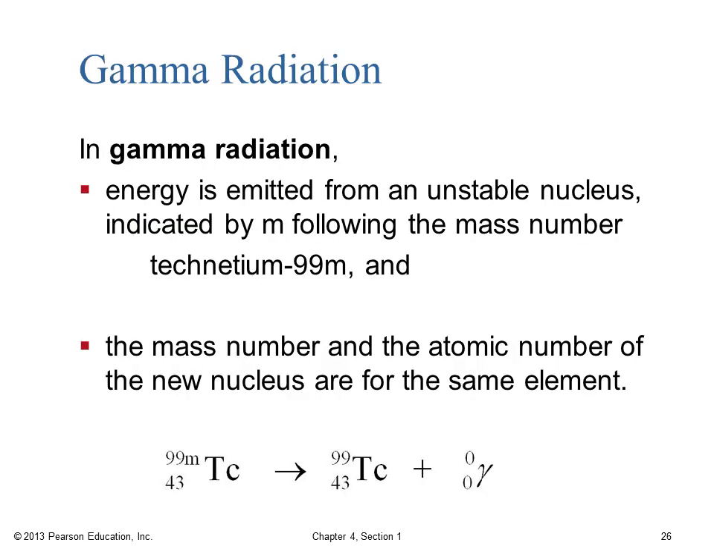So gamma radiation is very high energy and it's emitted from an unstable nucleus, and usually you'll find this indicated by the letter M after the mass number. When we have gamma radiation, it's just a gamma ray. There's no particle being emitted here, and so the radiation does not have a change in mass number or a change in atomic number.